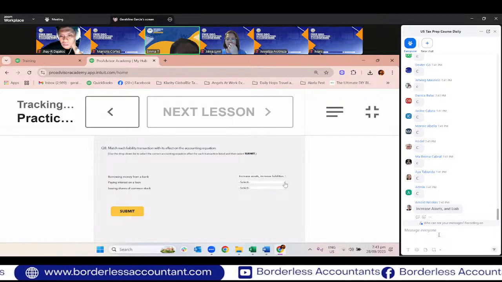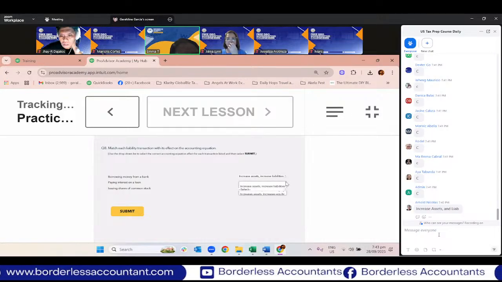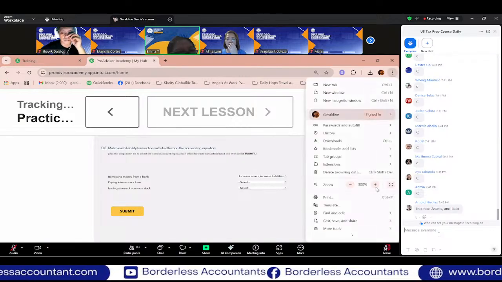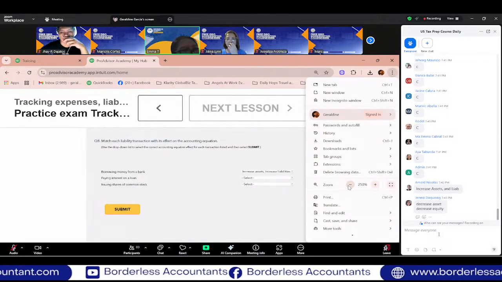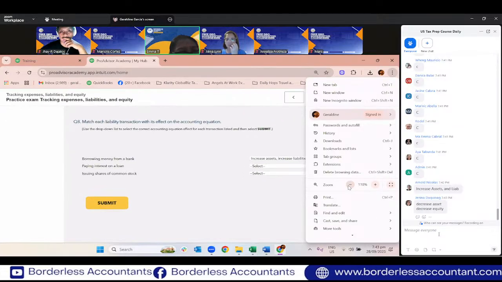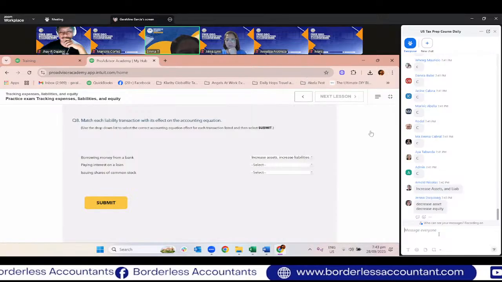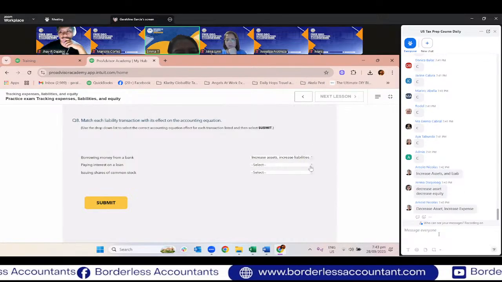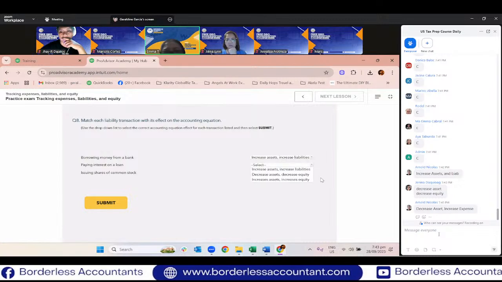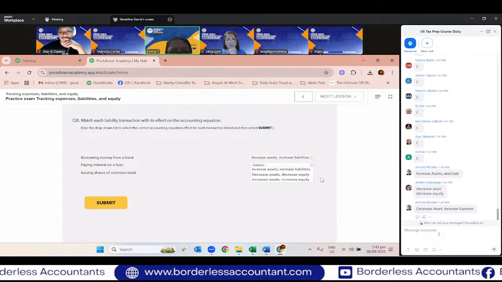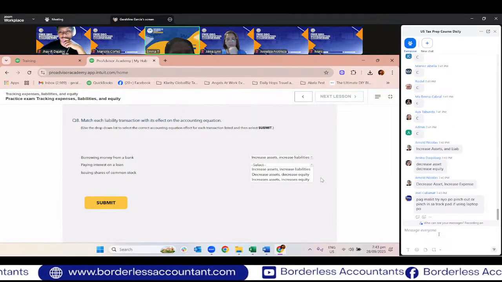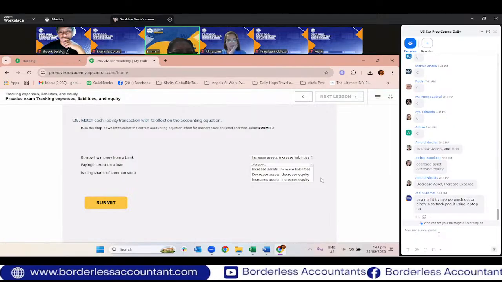Then next is issuing shares of common stock. So that's the increase in assets and increase in equity. So the answer is, oh no. So that's it. Increase in assets. Oh. Can we review our answers?